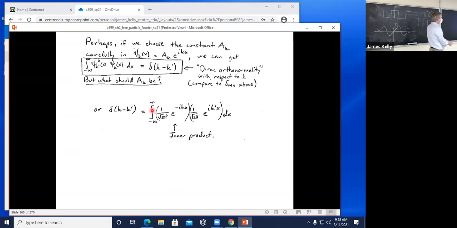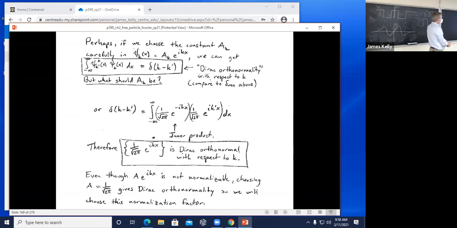So the constant we just found is 1 over root 2 pi. And therefore, we can think of this collection of functions for all different allowed k values. At least for the free particle, that would be k equals minus infinity to infinity, any finite k value. This collection of functions is Dirac orthonormal. What that means is, if you take the inner product between any two of them with a different k value, a k and a k prime, you're going to get 0. But if you take the inner product of one with itself, you'll get infinity, but in such a way that the area under that delta function is 1, as areas under the delta function always are.